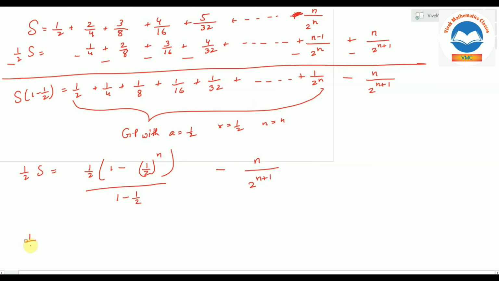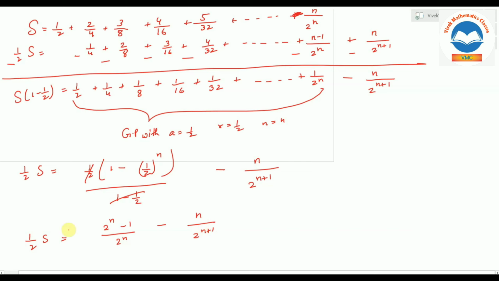So what we are getting here? 1/2 S will be equal to this 1/2, and here 1 minus 1/2 will be 1/2, it will be cancelled out. So here what we are getting? (2^n - 1) divided by 2^n minus n divided by 2^(n+1).